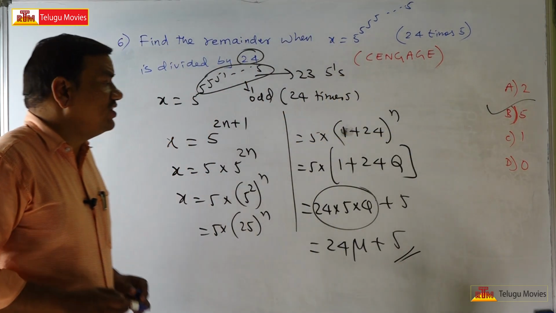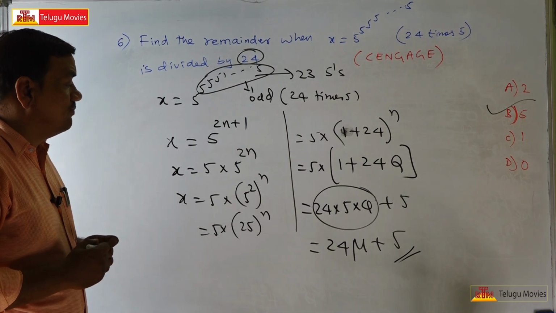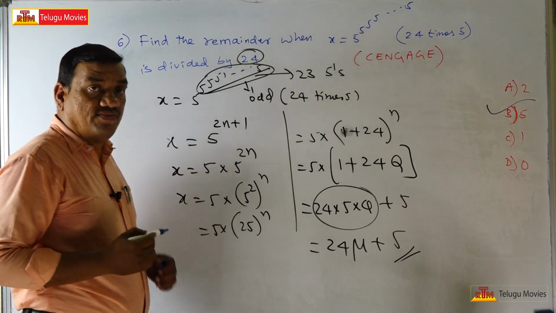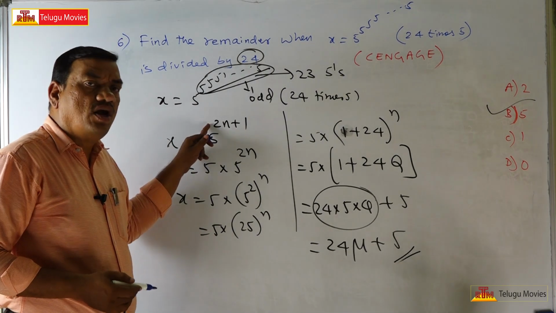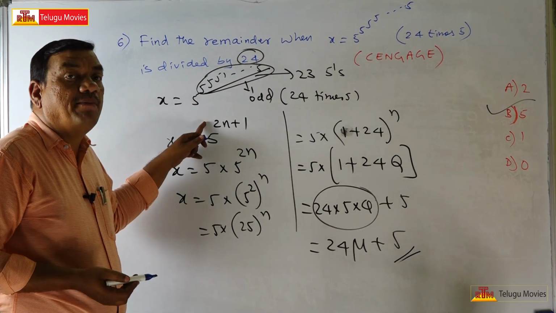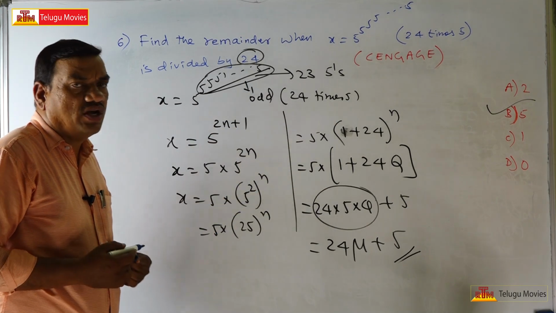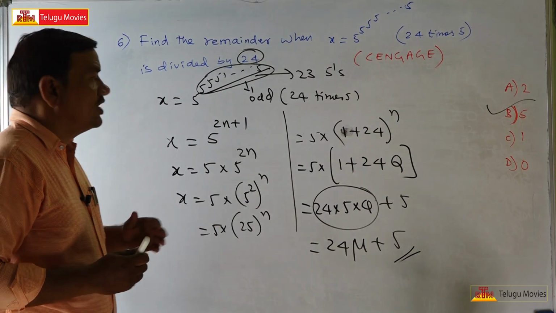The only thing you have to observe here is that up to this there are 23 5s, which is an odd number. If you observe, this odd number can be written as 2n plus 1, and from this the problem follows. So it is a very easy problem. Let us go for the next problem.